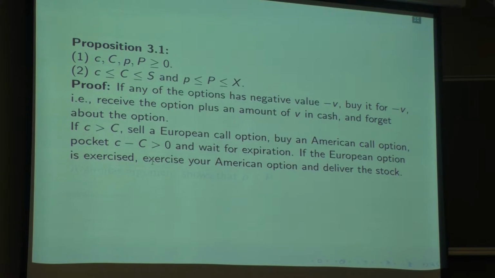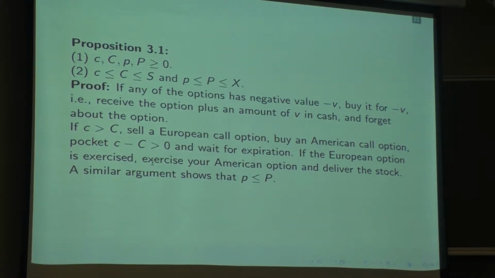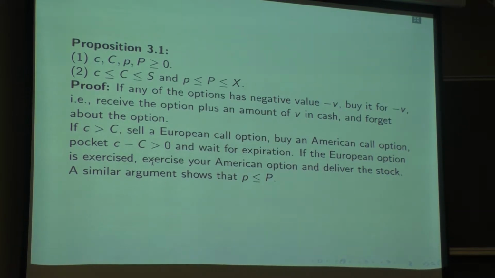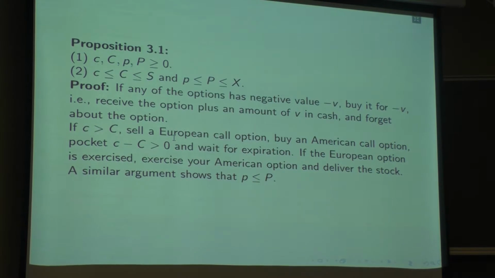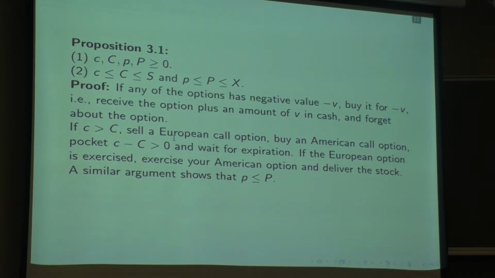And a very similar argument shows that the price of the European put option is less or equal to the price of the American put option. Again, if that's not the case, you sell the European put, you buy the American put, you wait for expiration, and so on. Okay, is this okay?